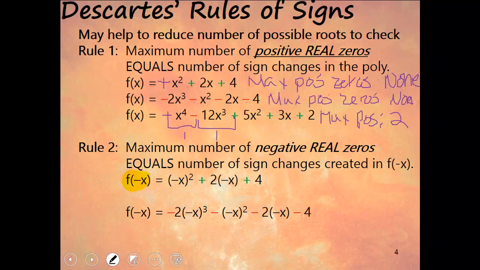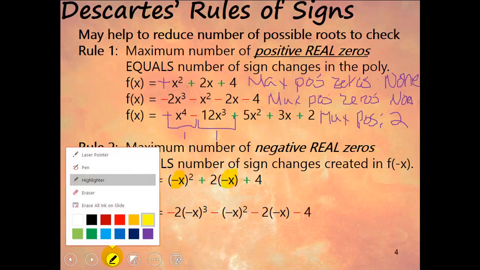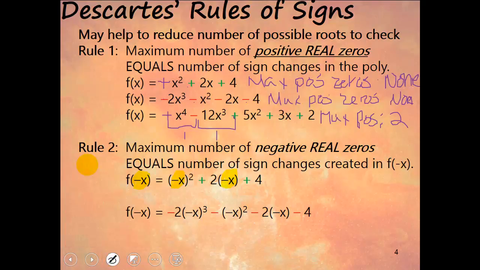f of negative x. So notice what I did. I plugged in a negative x everywhere there was an x, just like we did before when we were evaluating polynomials with other expressions. Now I'm going to simplify this.